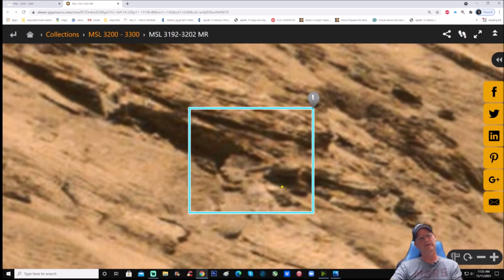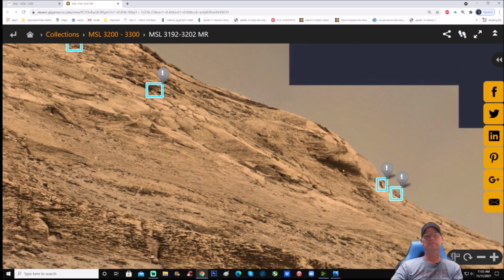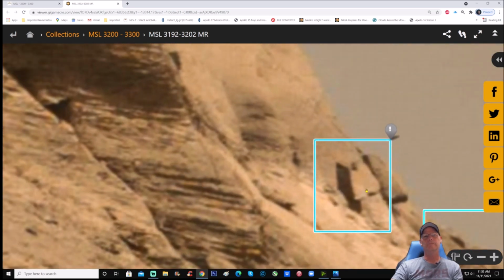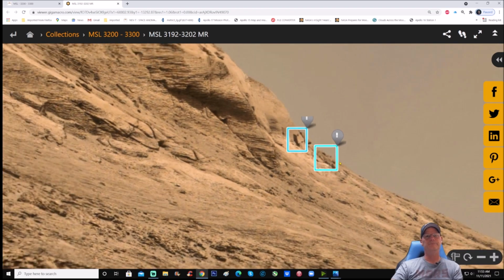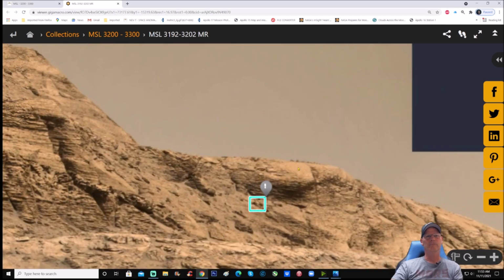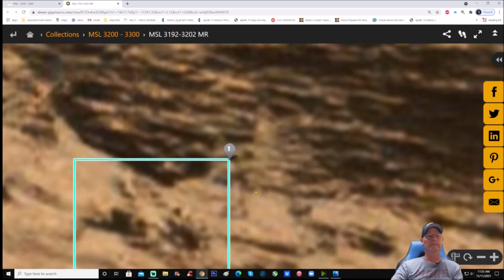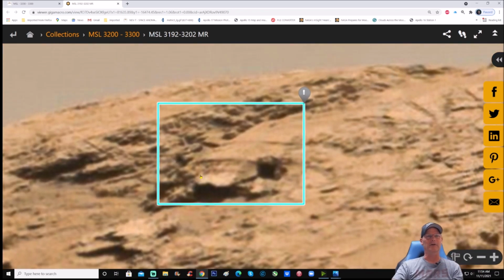It's kind of funky looking, isn't it? Really odd. Again, anything in these squares is not mine. I do not take credit for this. This is actually a pretty good shape in here. Look at the way that thing looks.